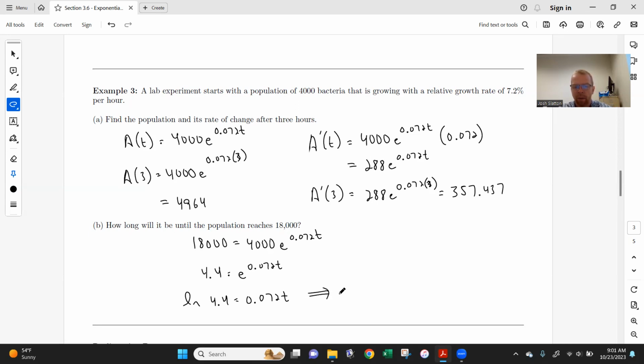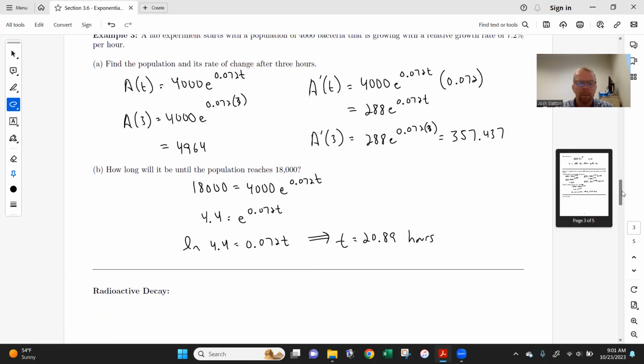And divide by 0.072, and we get that t is 20.89. And it does ask, probably on the website it will not ask for this, but it is hours, not years or days.